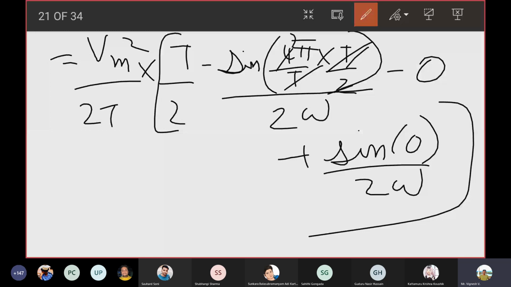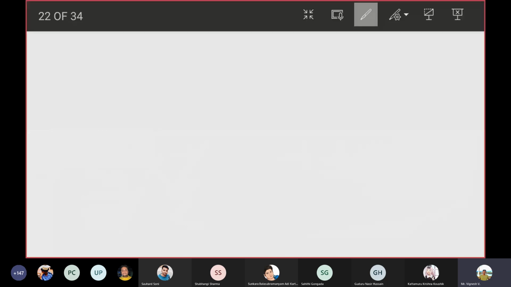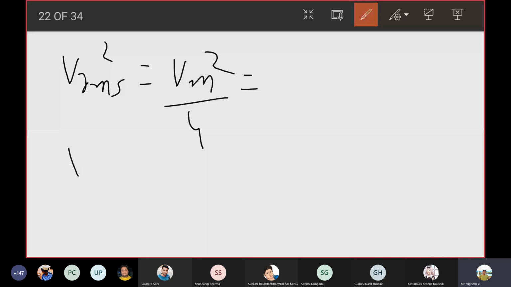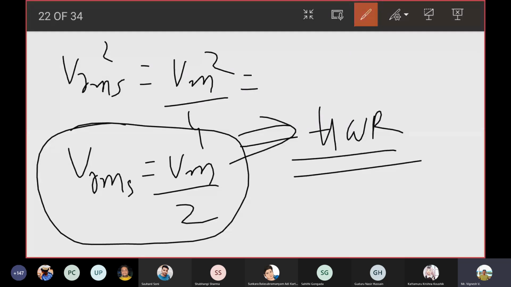All right. So you end up getting Vm square by 2T into T by 2, right? So T and T is cancelled. You end up getting Vm square by 4, and that is Vrms square. So Vrms square is Vm square by 4. So what is Vrms? Vrms equals Vm by 2. Very, very important. So the RMS value of your half wave rectifier is Vm by 2. Ideally, practically it is Vm minus 0.7 by 2.